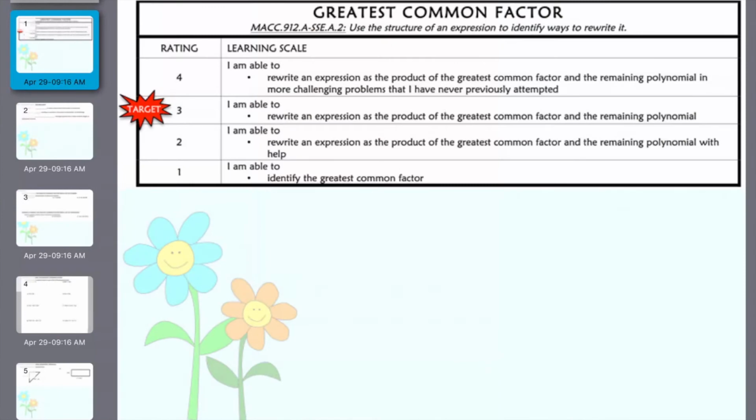Today's video is going to be all about the greatest common factor. And by the end of this video, I hope that you're able to rewrite an expression as the product of the greatest common factor and the remaining polynomial. Let's start with some vocabulary, okay?